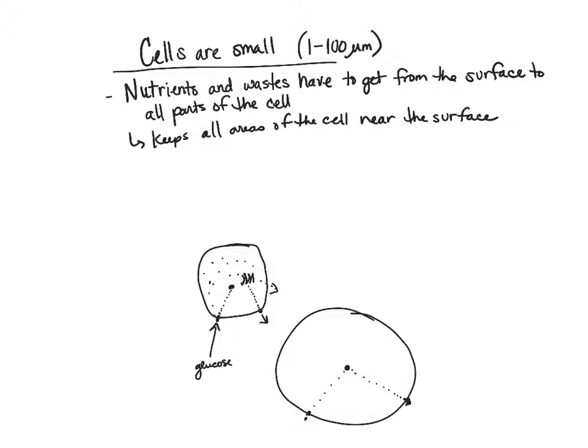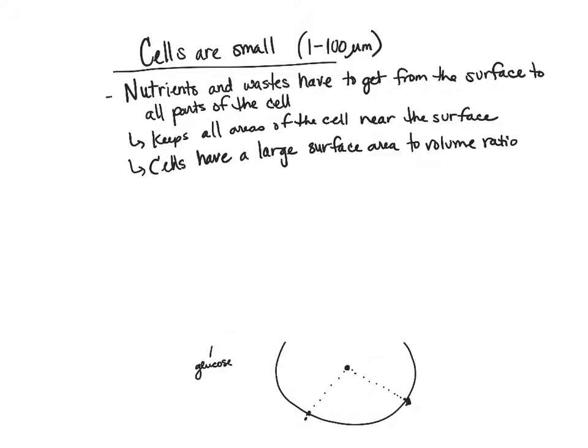And also, what we can say about this is that cells actually have a large surface area to volume ratio. And what that means is this. Let's go ahead and get rid of this illustration here.